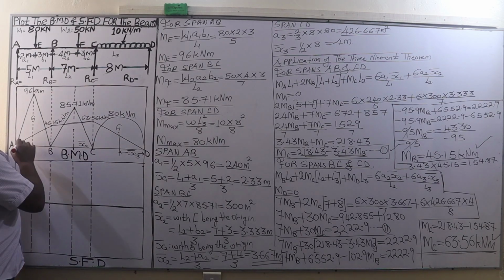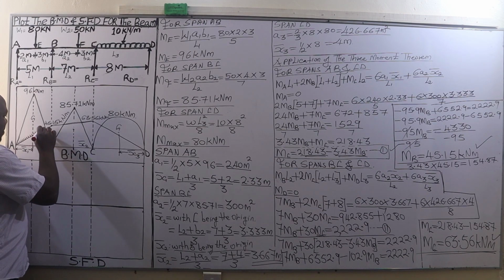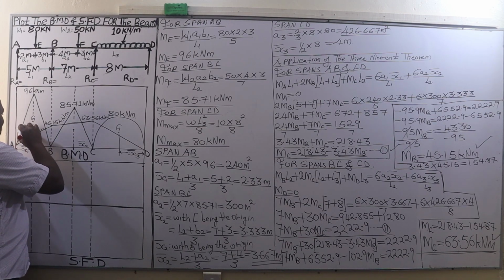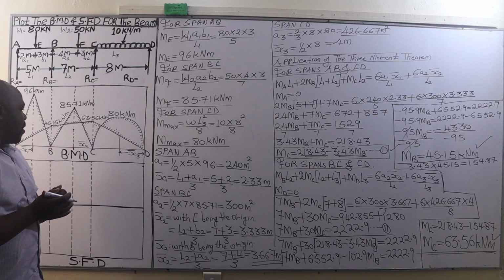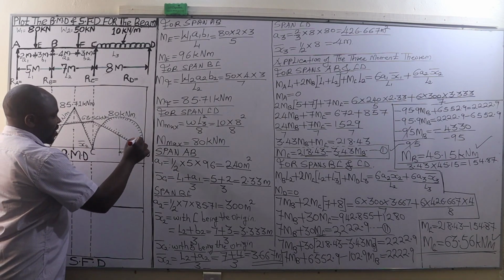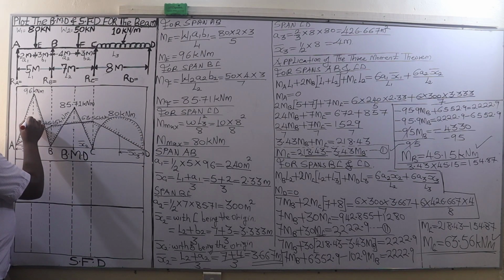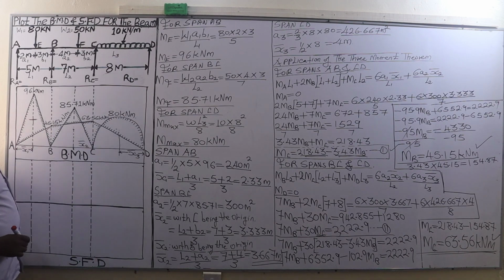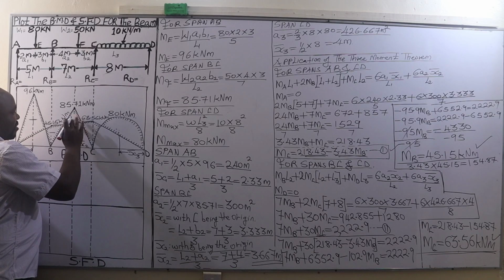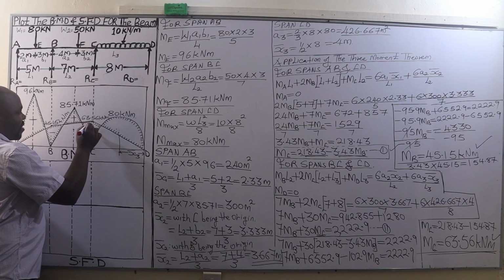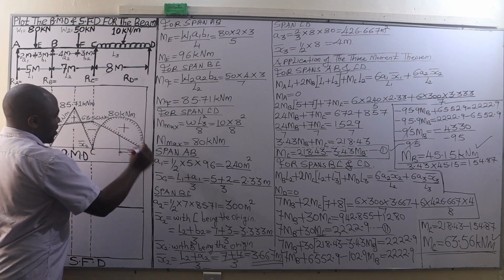And then from there, we are going to shade the outline of our bending moment diagram so that it becomes very clear. Good. After shading the outline, we are going to label this as positive bending moment. Here we have a negative bending moment. This is going to be a positive bending moment. This one is a negative bending moment. And finally, this one is a positive bending moment.